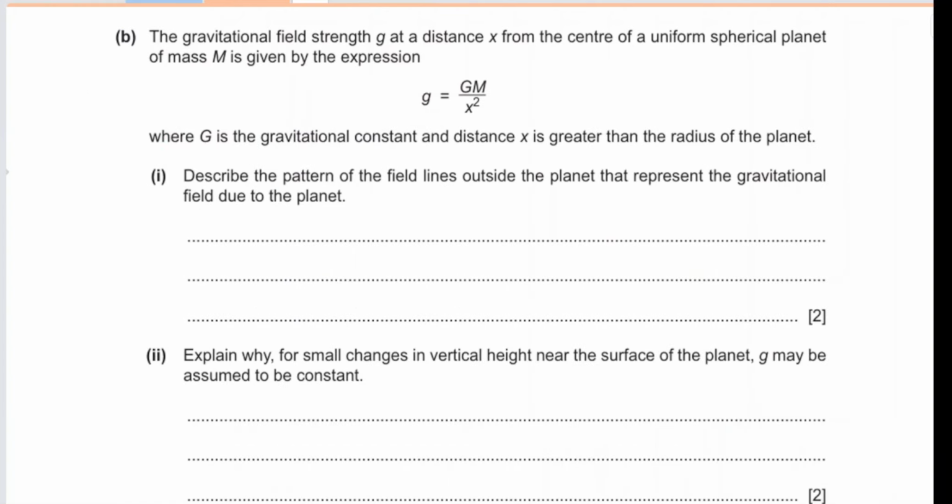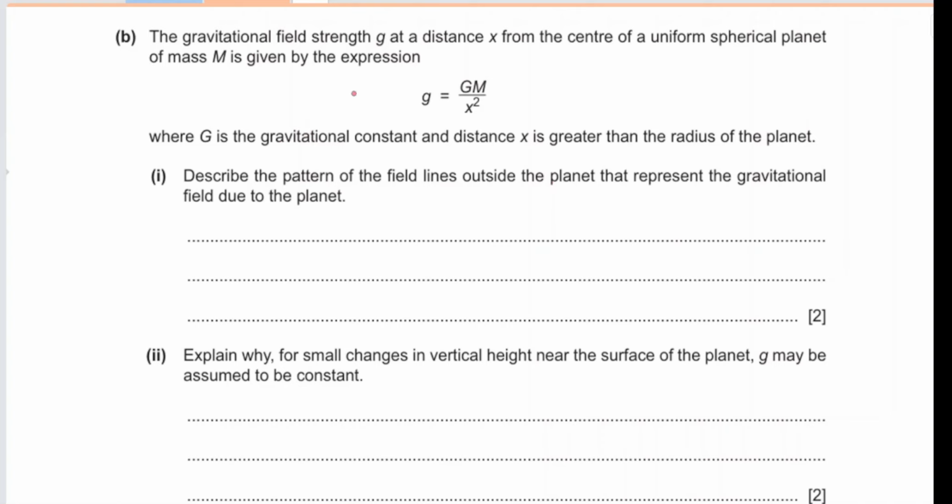B states that the gravitational field strength g at a distance x from the center of a spherical planet of mass M is given by this expression. And this is our normal GM over r squared. Instead of r, they've kept x over here, okay? Where G is the gravitational constant and distance x is greater than the radius of the planet.